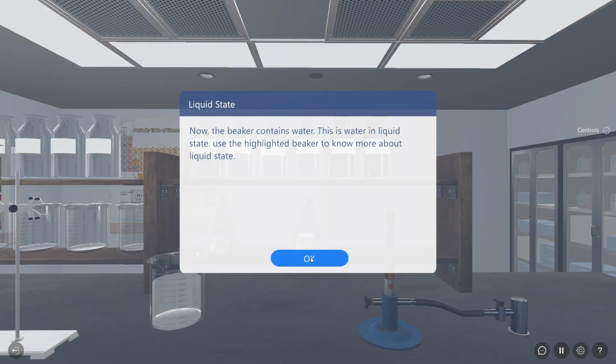Now, the beaker contains water. This is water in liquid state. Use the highlighted beaker to know more about liquid state.